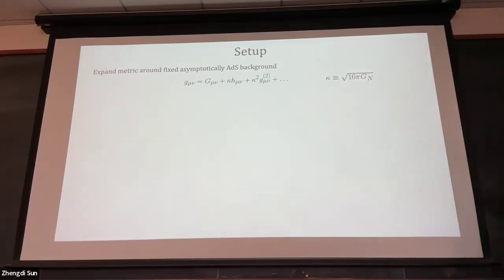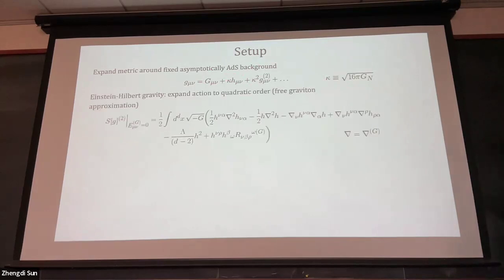Okay. So what's the setup for today? I'm going to consider expanding around an asymptotically AdS background, which is again this capital G. Then I have my graviton H and my backreacted metric G2. And kappa here is square root G Newton. So this is the correct coupling constant if you want the graviton kinetic term to be canonically normalized. We'll see that in a second.